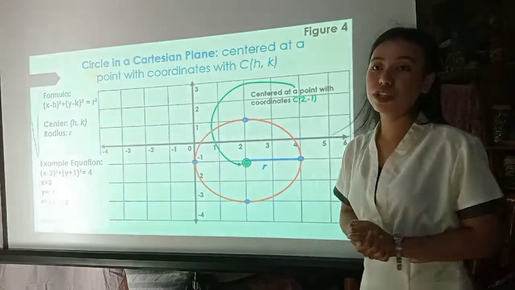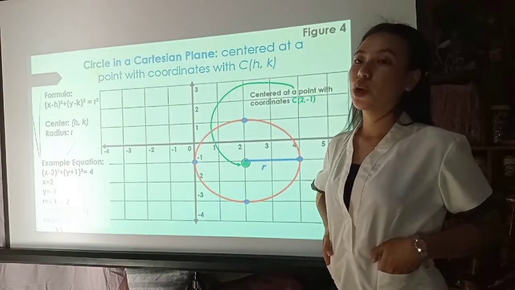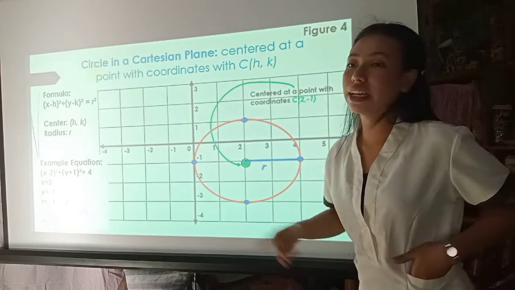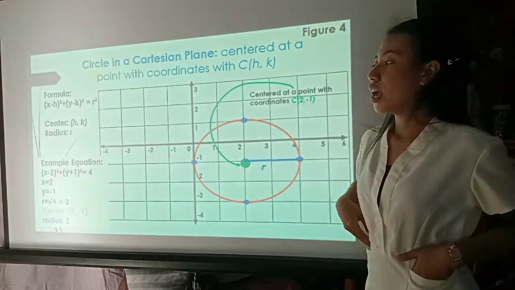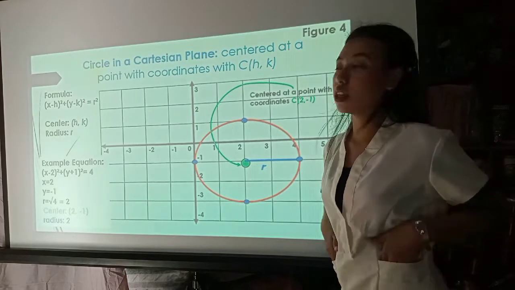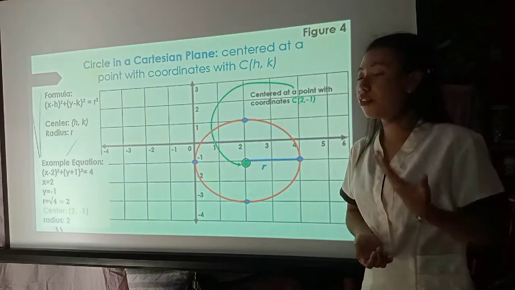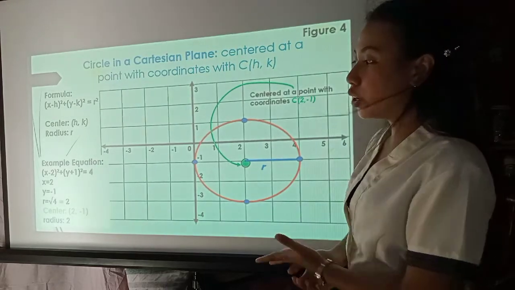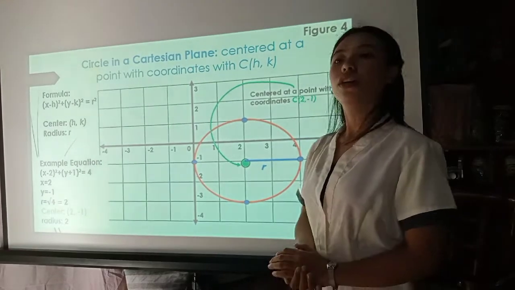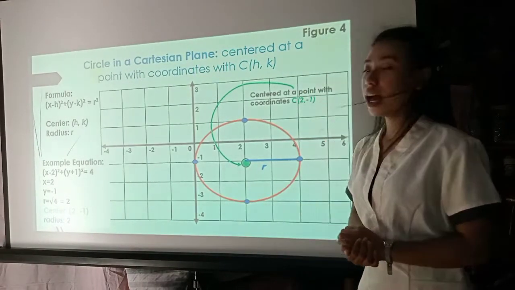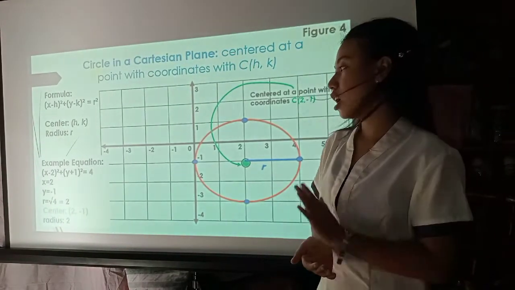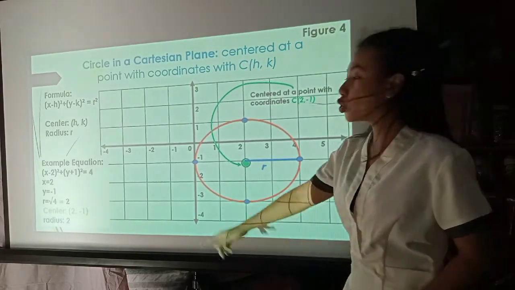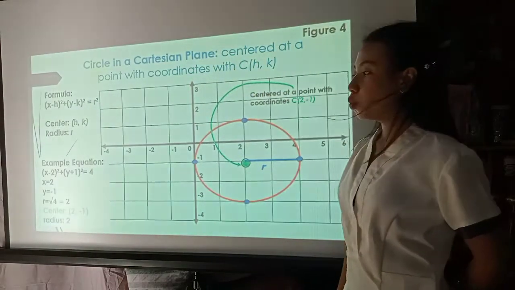And then now we will solve for the value of y. y plus 1 equals 0. Then ililipat natin siya sa kabilang side, and then magiging negative siya. So the value of y is negative 1. So our radius is 2. Bakit? Dahil ang square root of 4 ay 2. So the center of the circle is 2 and negative 1.